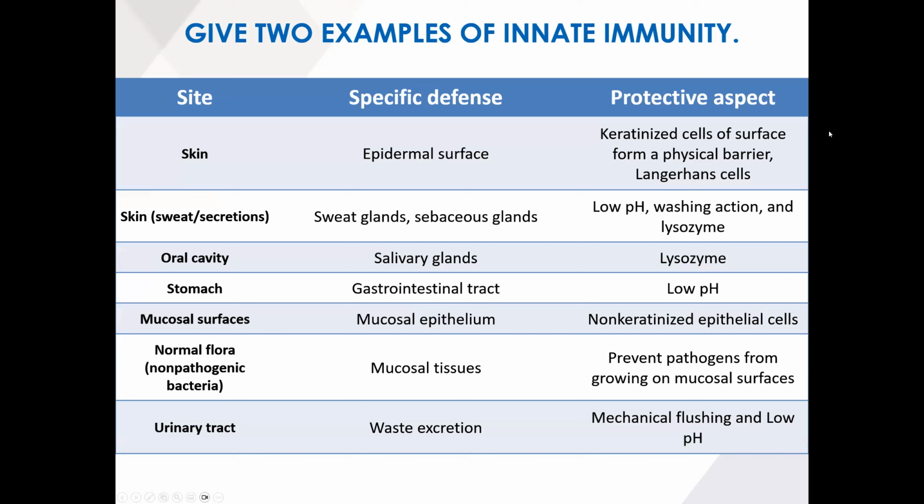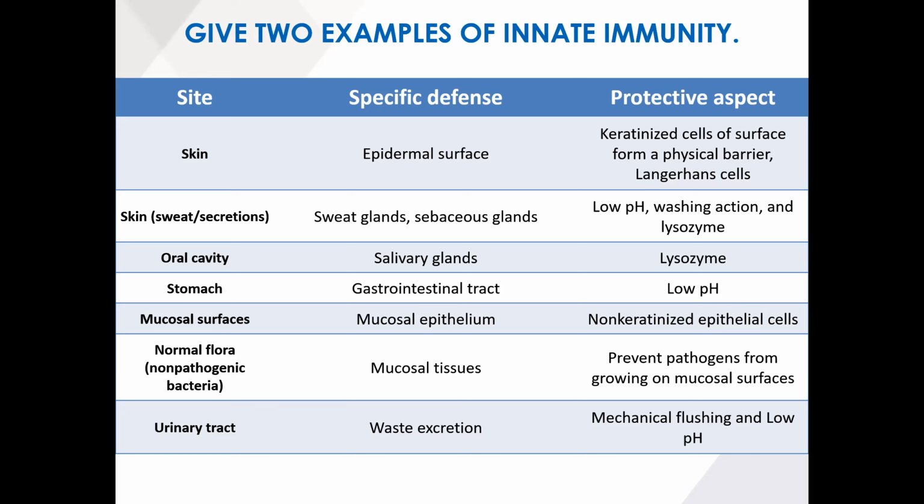So there's a bunch of examples here. I wouldn't expect you to know all these examples, right? But the important thing here is that these protect you from everything. The skin doesn't need to know anything about what it's protecting you against. It protects you against everything. It is a physical barrier. Having a low pH in your stomach protects you against everything. The low pH doesn't care what type of bacteria or what type of pathogen you are. It's going to just protect you against everything. So innate immunity protects you against everything without knowing anything about it.